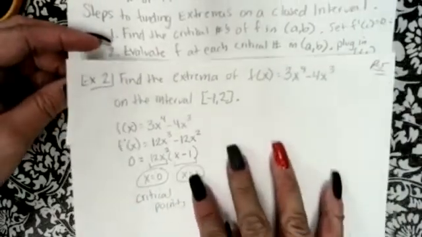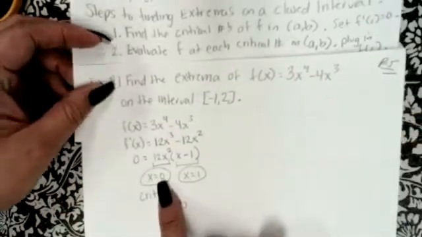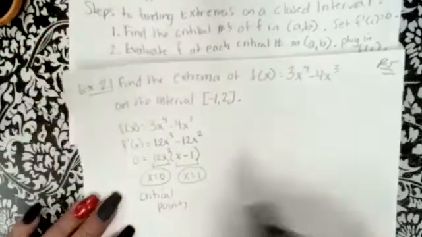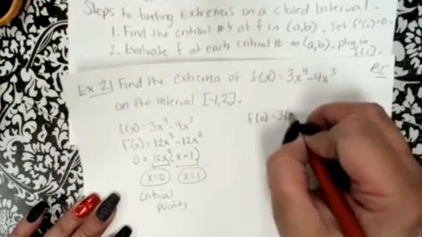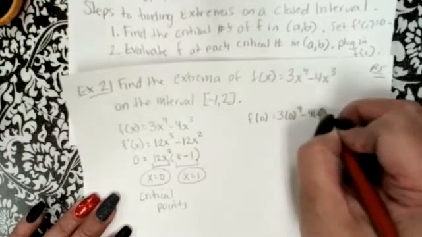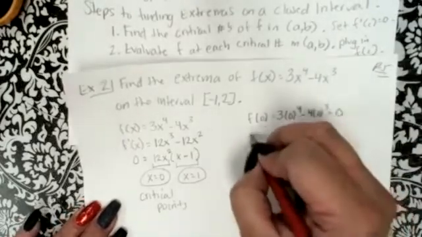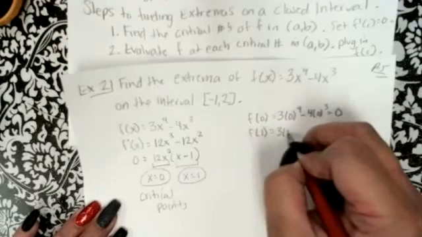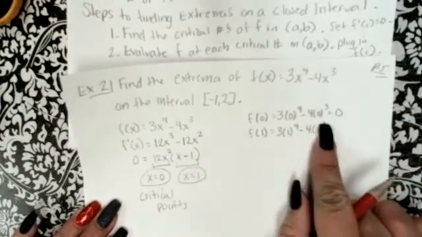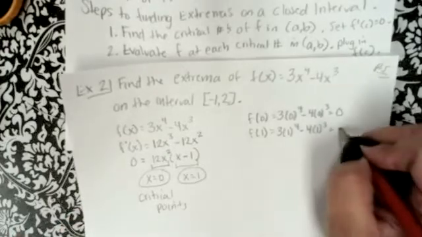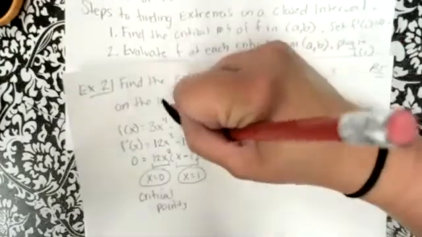So now the second step says to evaluate f at each of the critical points. So now I have to plug in f of 0 and f of 1 into the original function. So f of 0 is 3 times 0 to the 4th minus 4 times 0 cubed. That's just a 0. F of 1 equals 3 times 1 to the 4th minus 4 times 1 cubed. I'm left with 3 minus 4, which is a negative 1. So these right here are my critical points.